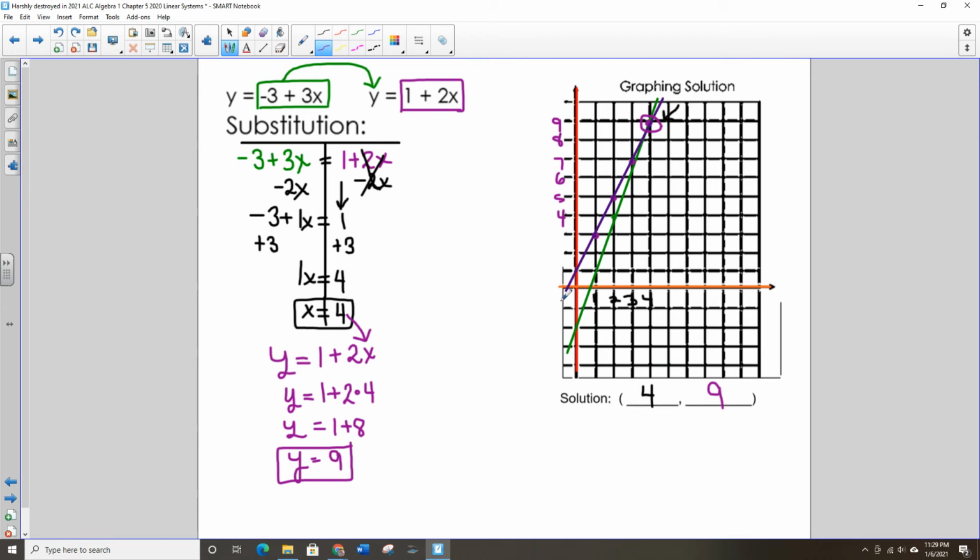So sure enough, we check over 4, up 1, 2, 3, 4, 5, 6, 7, 8, 9. And that is the spot where they cross. All right, so we've confirmed that spot. And again, if you need this for your number 17 Jamboard, feel free to use this graph to help you out. All right, we got one more example for you.